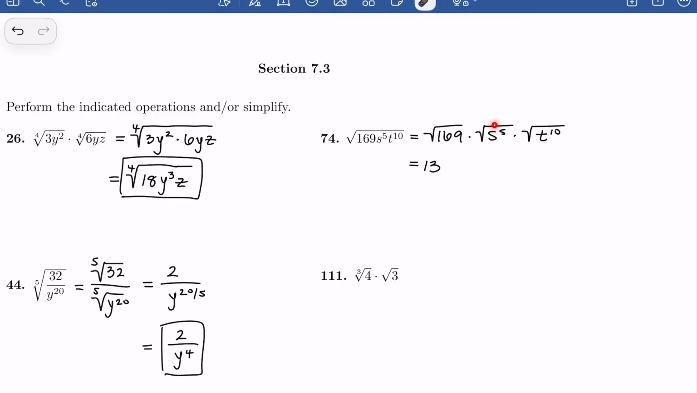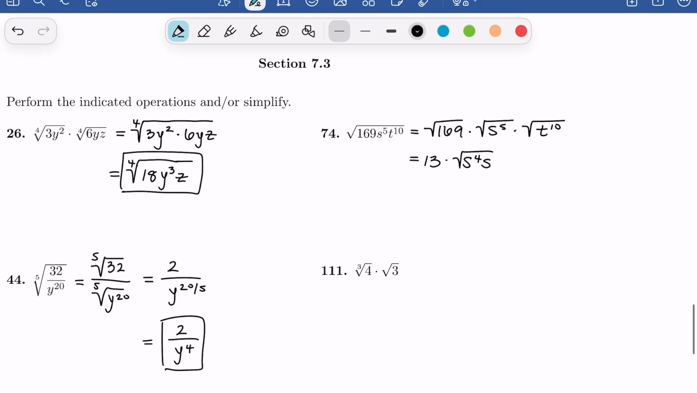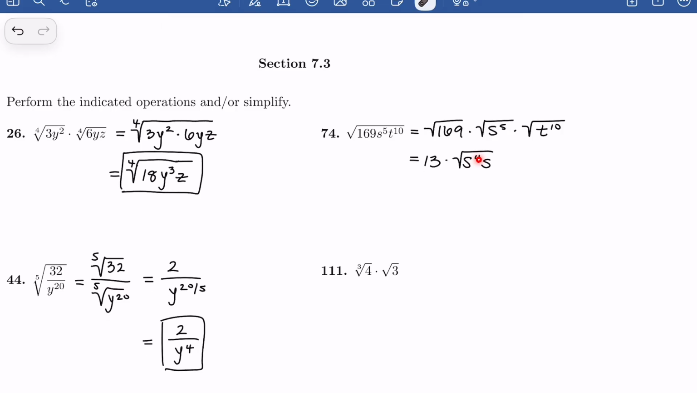Now looking at these next two, we want to make sure that we don't have a factor raised to a power greater than our index, in this case 2. So I'm going to try to rewrite these as perfect squares if possible, where their exponents are perfect squares, and simplify them as much as possible. What I mean is, this first one here, the square root of s raised to the fifth power, is the same thing as s raised to the fourth power times s. And this 4 here is a nice number. This is going to simplify nicely with the square root.